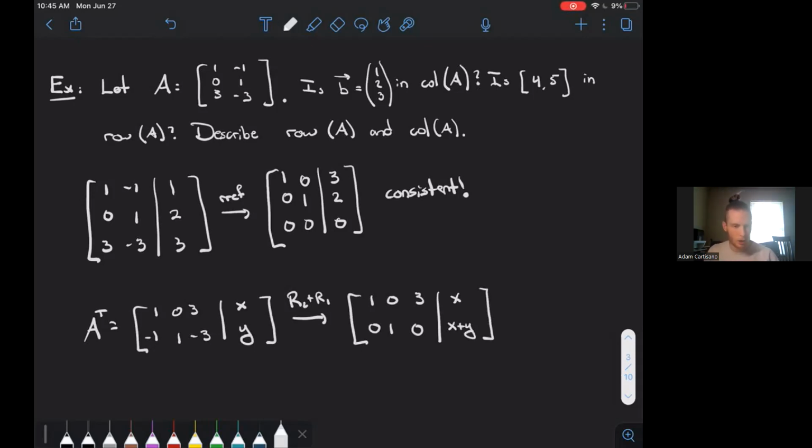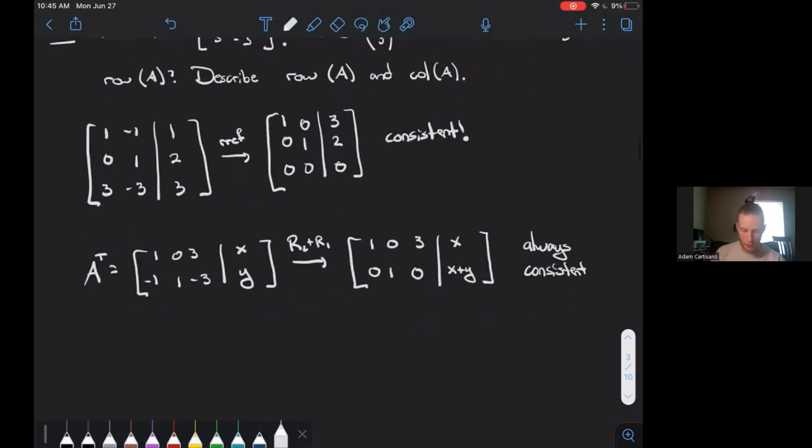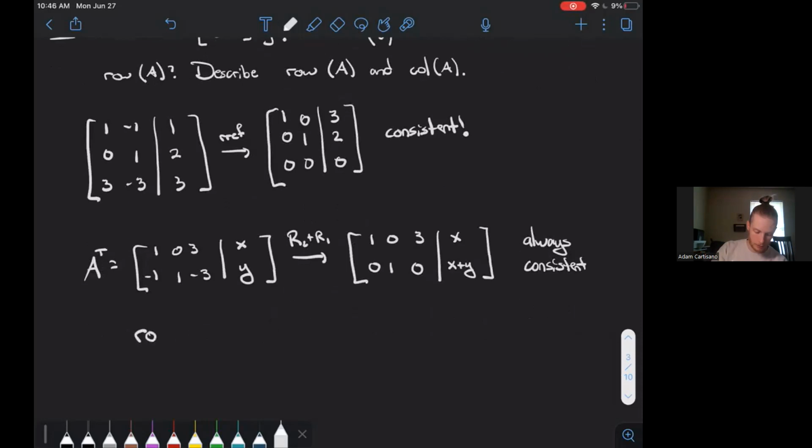This system is consistent regardless of what values you have for x and y, right? In other words, if this system is consistent, then the original one is consistent, so it's always consistent. Which means any numbers that you put for x and y will automatically be in the row space of A, or the column space of A transpose. So, in other words, the row space of A literally is R2.